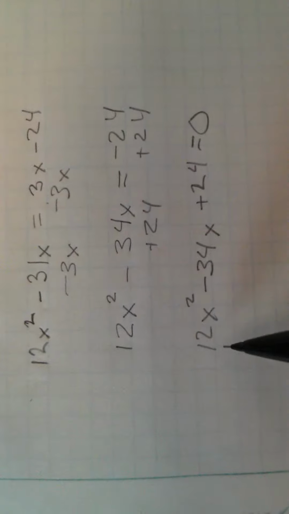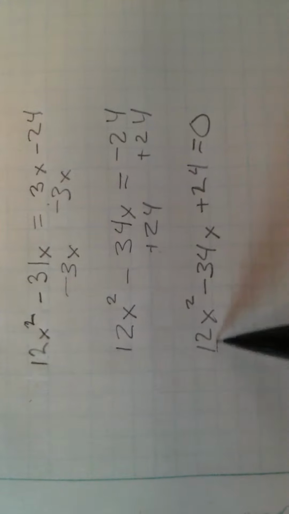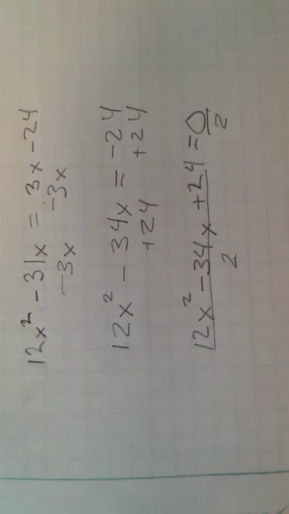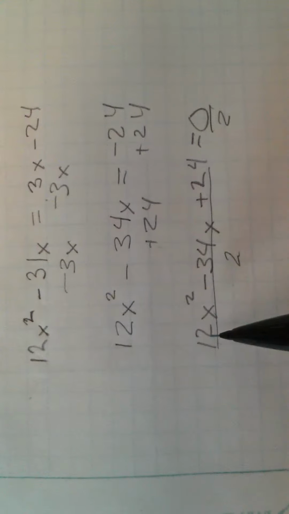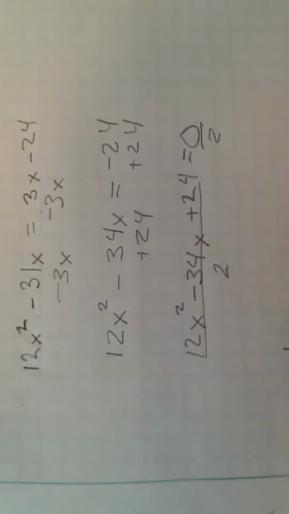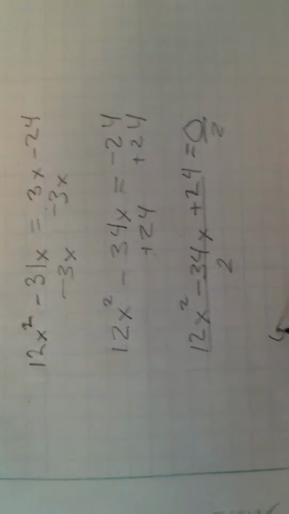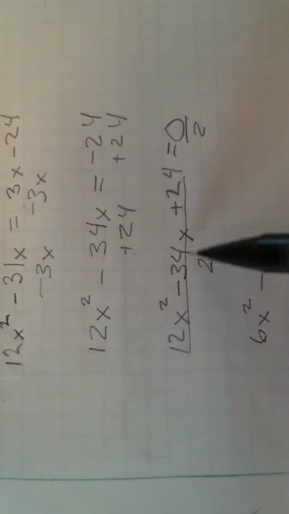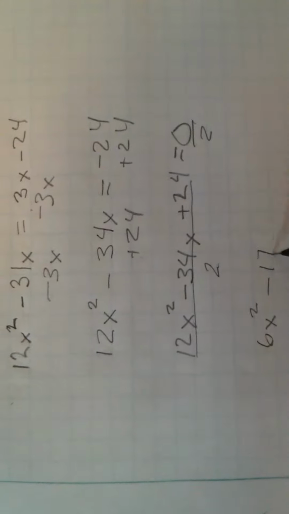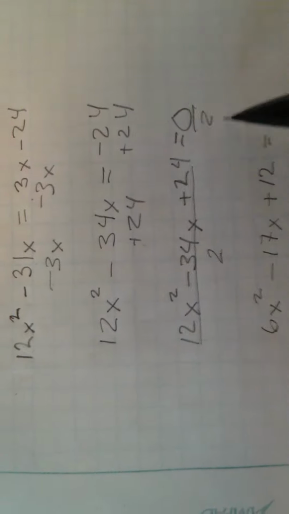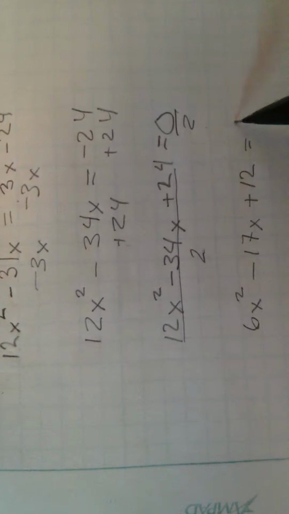Okay? So what we're going to do is we're just going to divide both sides of the equation by 2. Okay? And when we divide by 2, each piece gets divided by 2 here. So what's 12 divided by 2? We get our 6x squared minus 17x plus 12, and 0 divided by 2 is just 0. So that works out really well for us.